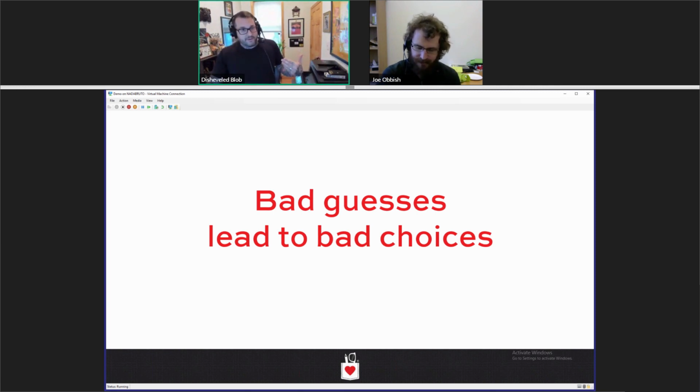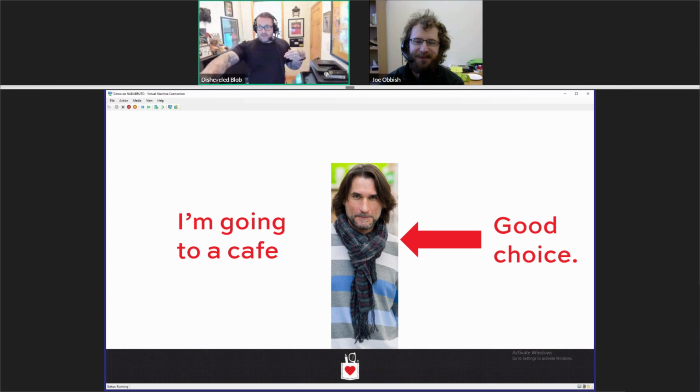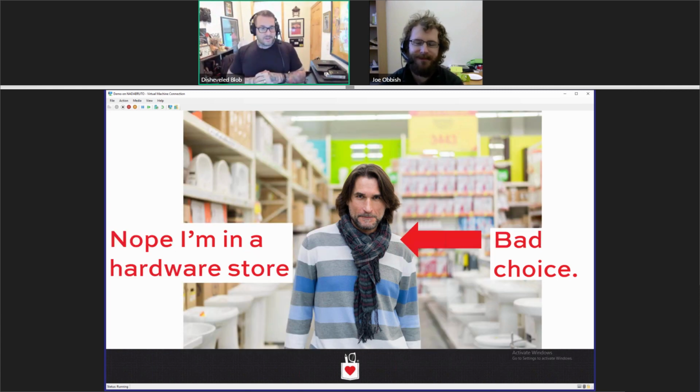Look at my life. If you were this guy and you dress like this and you were going to a cafe, you have made a good choice. When you end up in the toilet section of a hardware store, you have made a bad choice. This is no longer appropriate. You should no longer be dressed this way. Stripy shirt, little scarf, floppy hair, you're out. You do not belong here, sir.